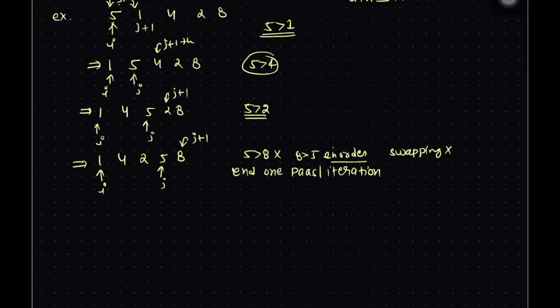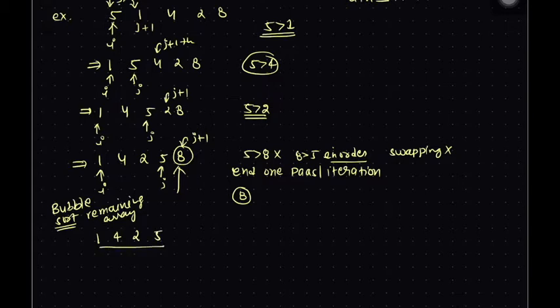At the end of each iteration in bubble sort, the largest or the smallest element will come out. Now this is our largest element, hence we will put it aside and we will again use bubble sort on the remaining array. The remaining array would be 1, 4, 2 and 5. Similarly, in the next turn 5 will come out, and in the next turn 4 will come out. After that 2 will come out, and then 1 will come out.